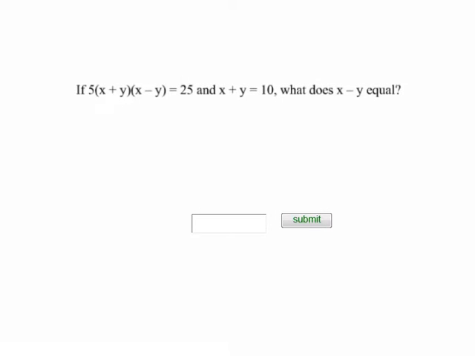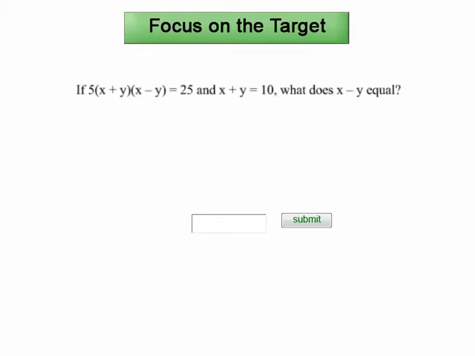The important thing to do here, where you're encountering what looks like a string out factoring problem, is to focus on the target that you're looking for. Okay, we want to find out what x minus y equals. It's kind of a peculiar thing to ask for. But if we look back, we see that x plus y equals 10. So I can substitute a 10 for x plus y.